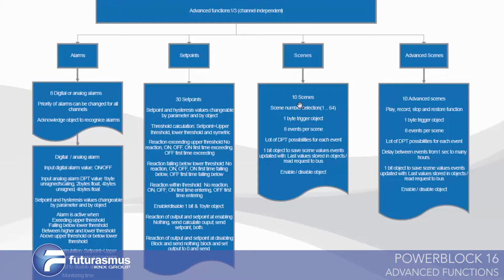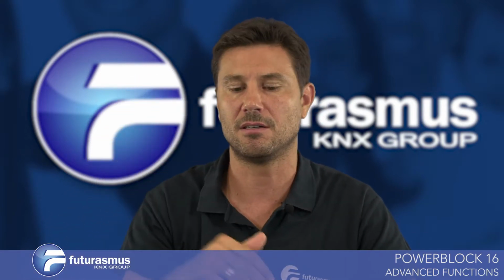So the normal scene event, you can set the output objects as a 1 byte or 1 bit or different types of data points. And you can say, for instance, switch on or switch off or go to 80% and so on. In the advanced scene functions object, you can do the same as in the normal scenes, but you can even set delays in between.